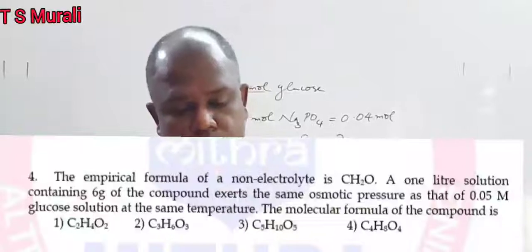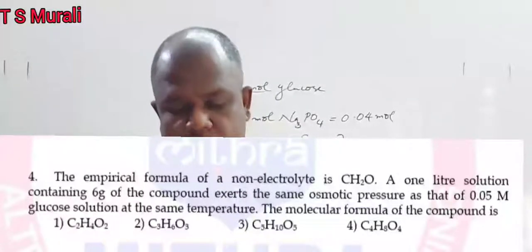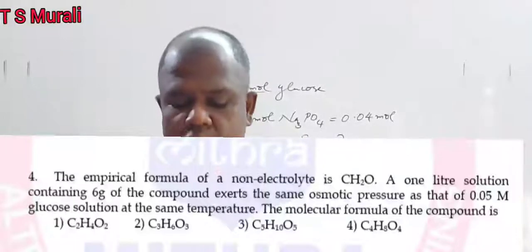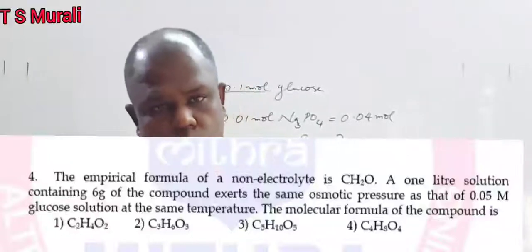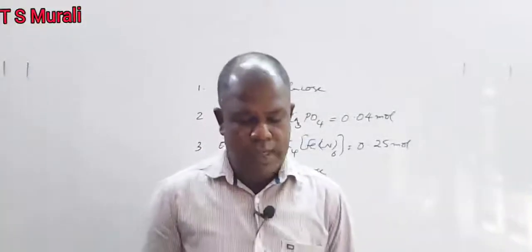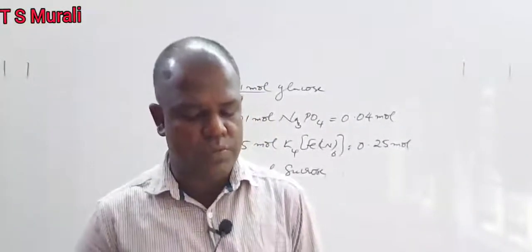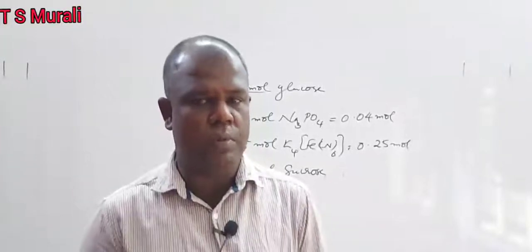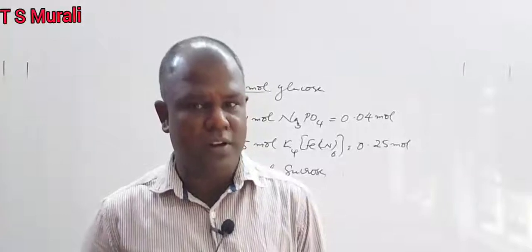Number 4. The empirical formula of a non-electrolyte is CH2O. Empirical formula, you know the meaning. 1 liter of a solution containing 6 gram of that compound has the same osmotic pressure as 0.05 molar glucose. Same osmotic pressure is possible for a non-electrolyte. Both are non-electrolytes, so there is no problem regarding i, and both have the same number of particles.